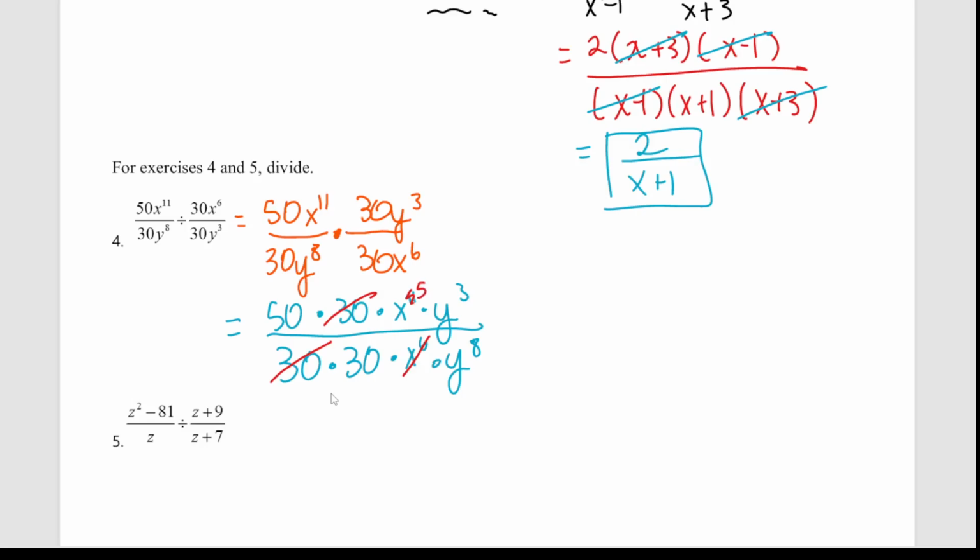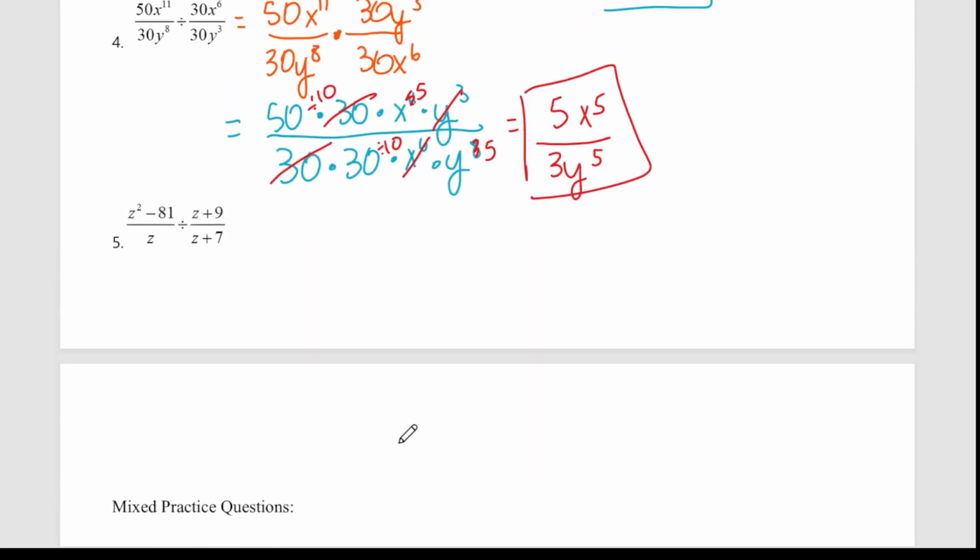When I have y to the 3rd divided by y to the 8th, that will divide to make y to the 5th in my denominator. And for 50 divided by 30, recall that those would have a greatest common factor of 10, so I would divide those both by 10 to be left with 5x to the 5th over 3y to the 5th as my nice, beautiful final answer.